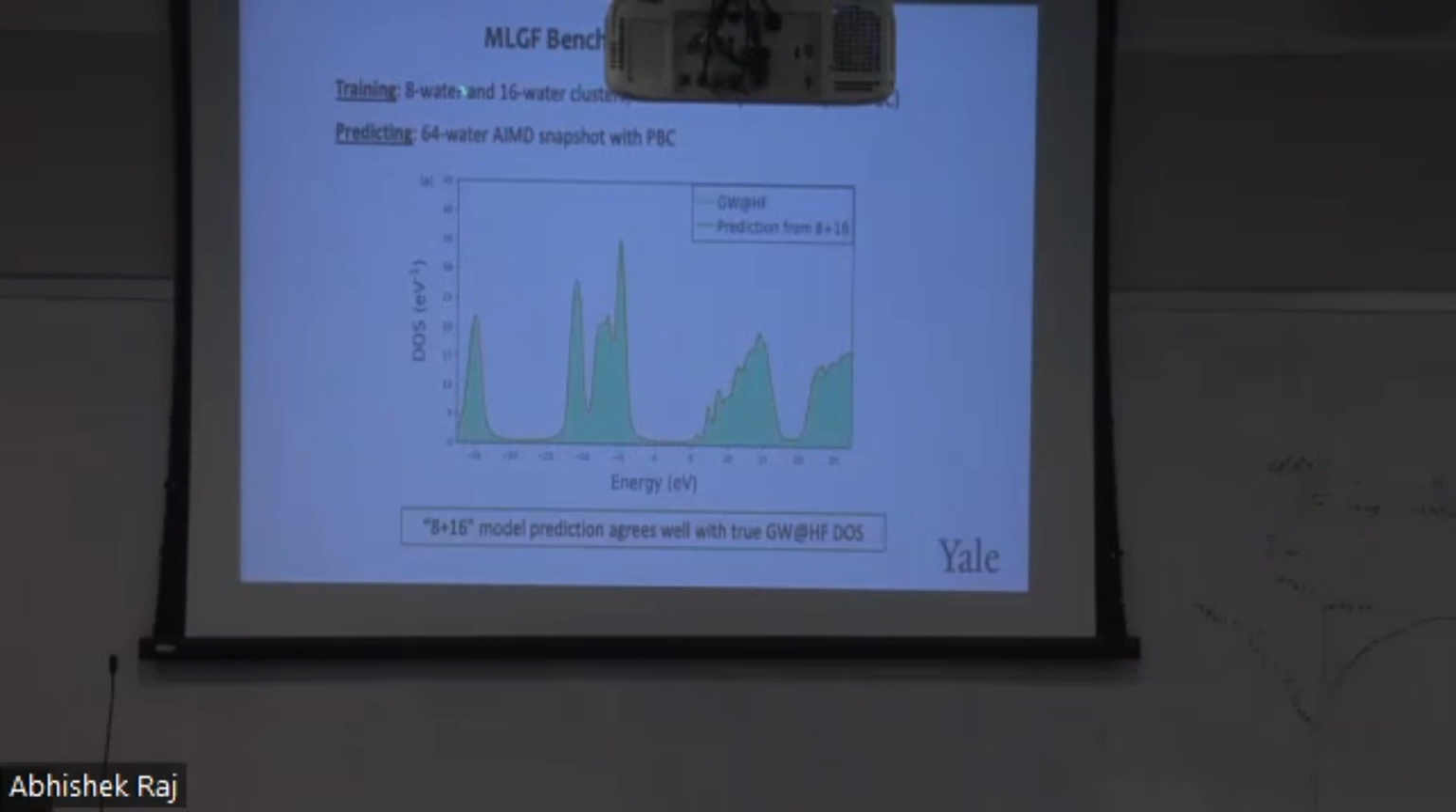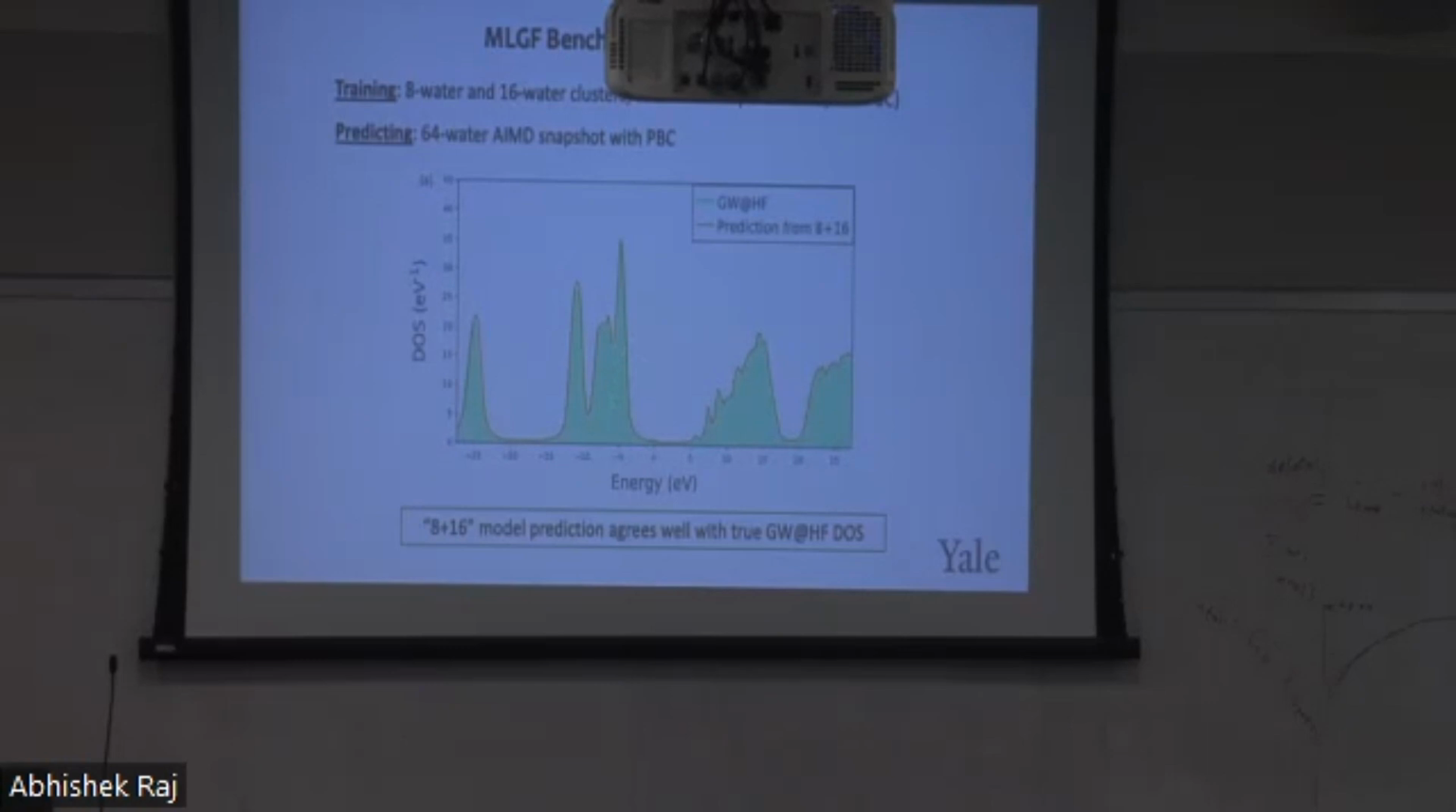Okay. And next, what I'm showing you is liquid water. What we are doing is the following. We train on 8-water and 16-water clusters from one AIMD snapshot with PBC. We're predicting 64 waters, and all of this is done at the GW level. Moving forward it is all GW, because FCI you can't afford in any realistic system. This again is pretty good.